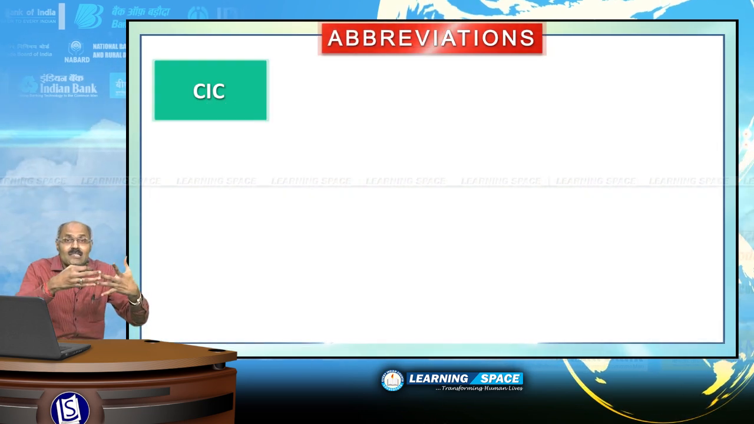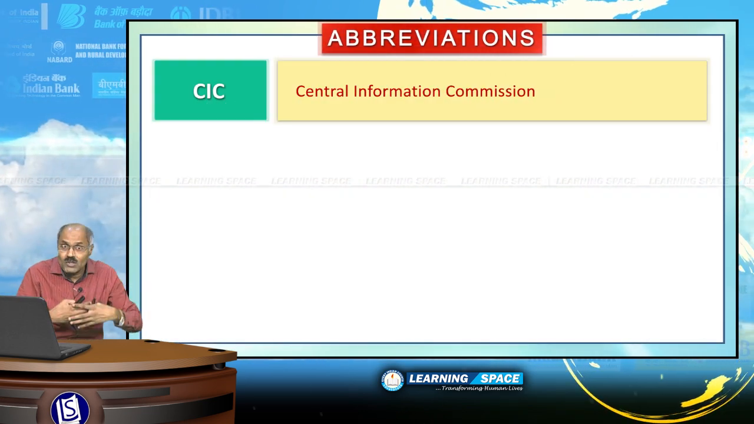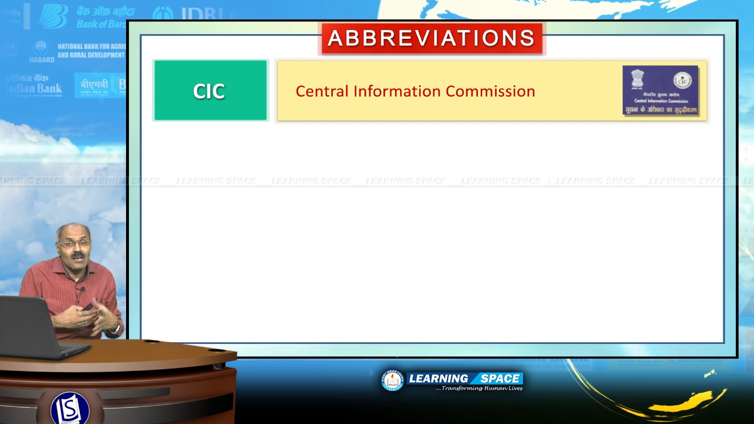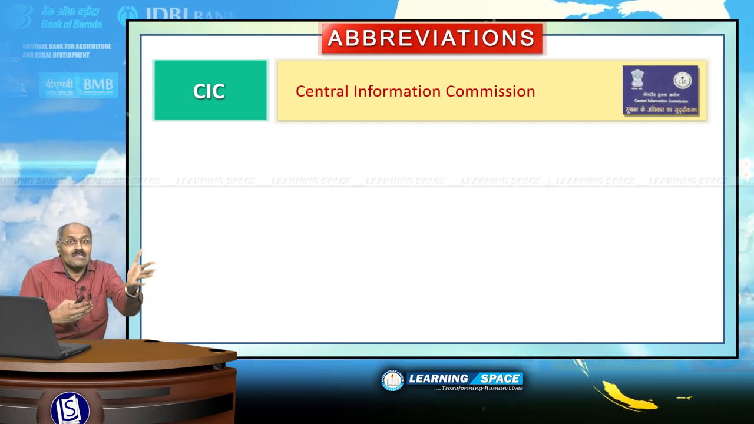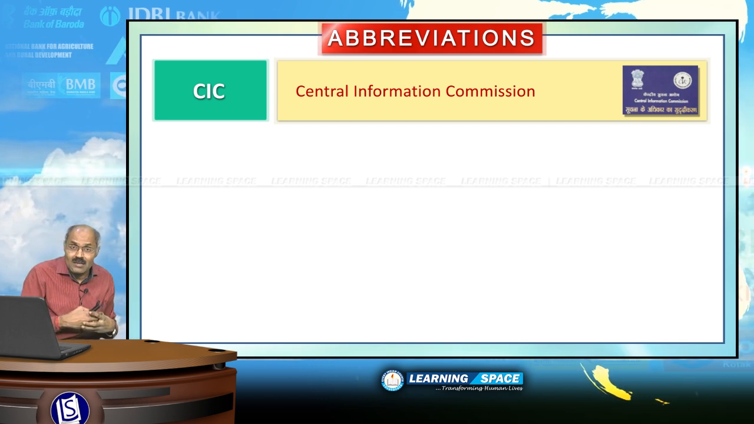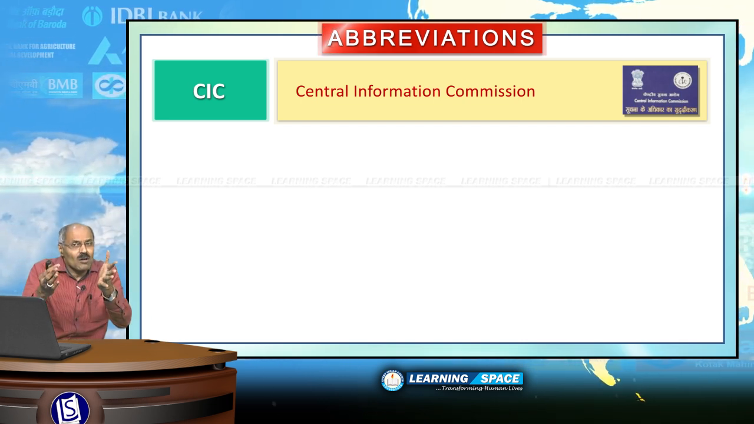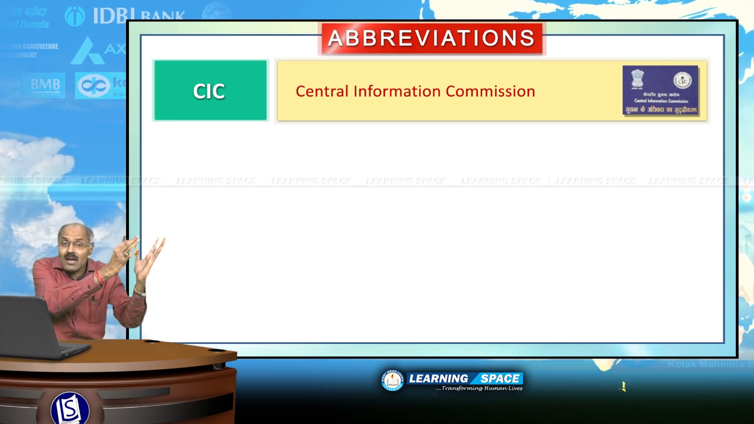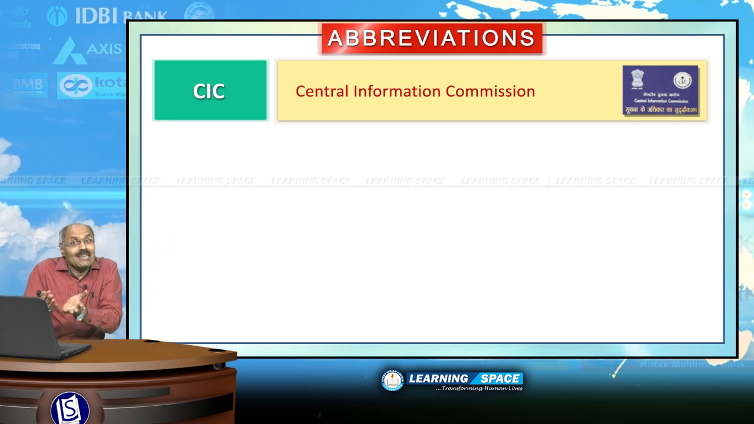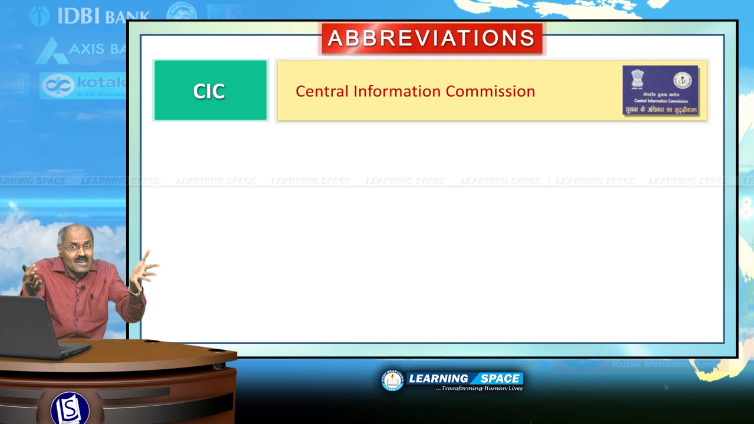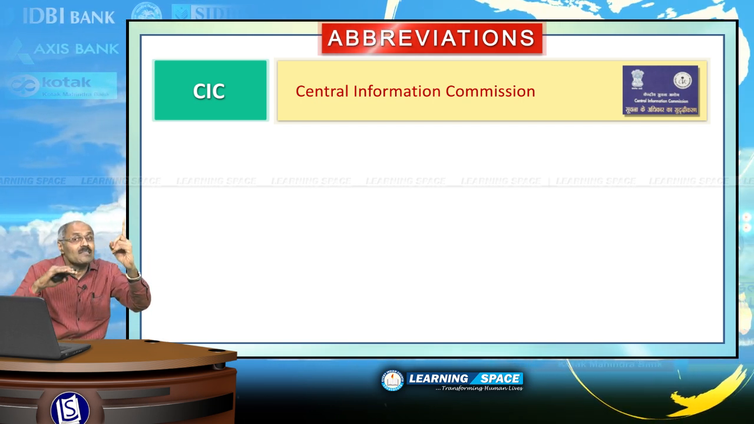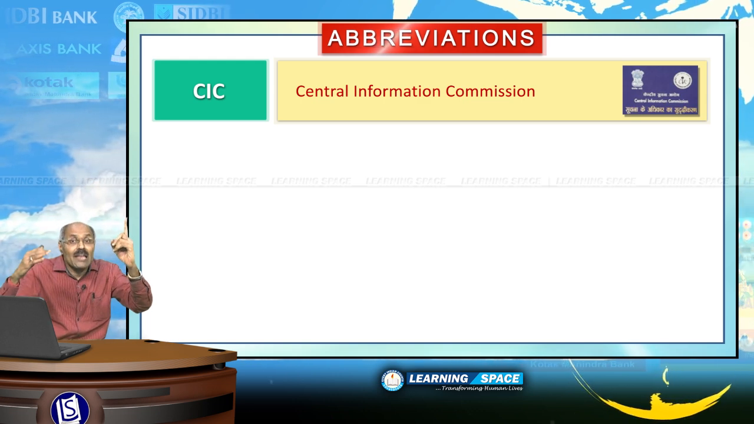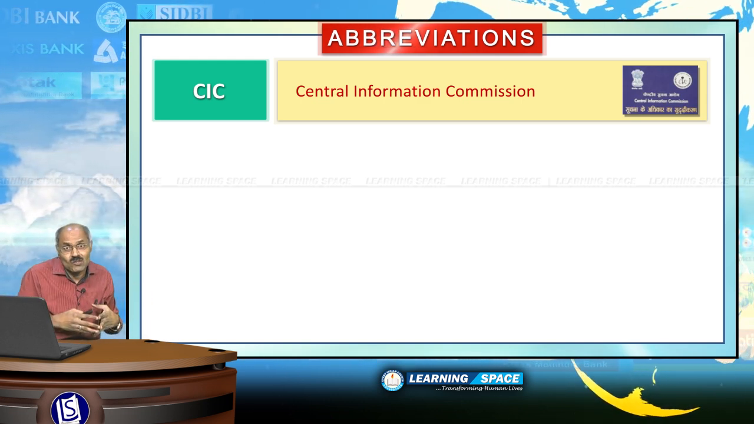Look into the next, CIC. CIC is Central Information Commission, subsequent to the RTI Act, Right to Information Act. This Central Information Commission was started. It is established at national level as well as at the state level also, and at the national level, it will have one Chief Information Commissioner as well as not more than 10 Information Commissioners.